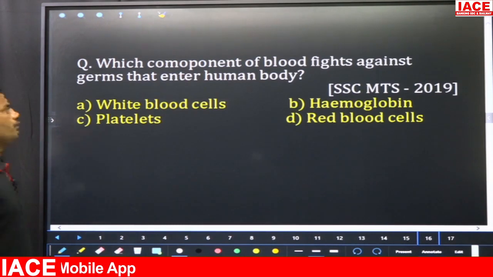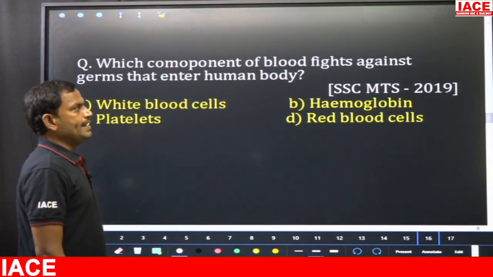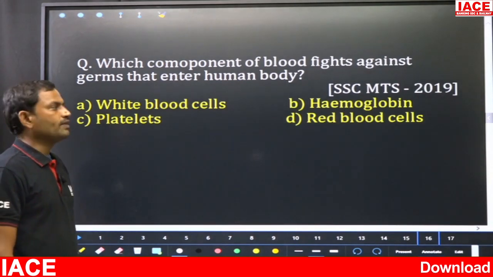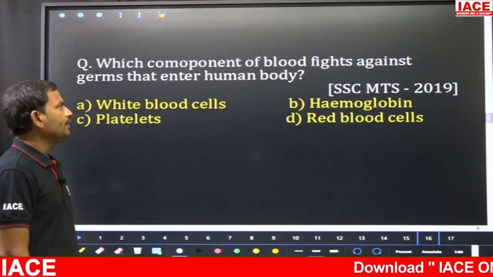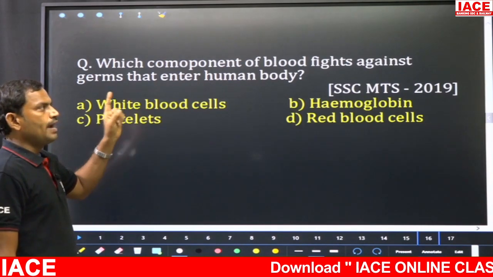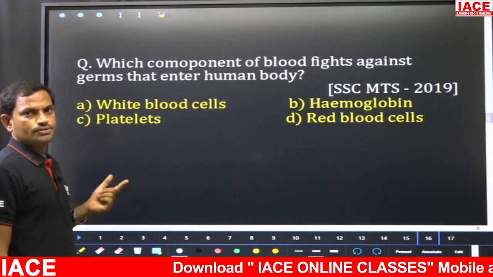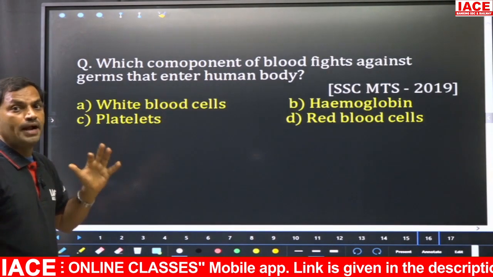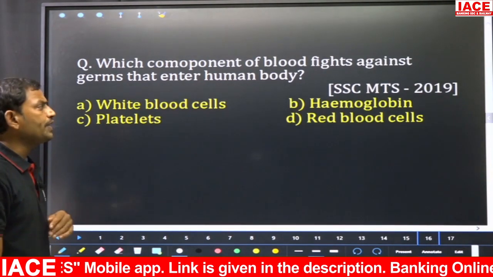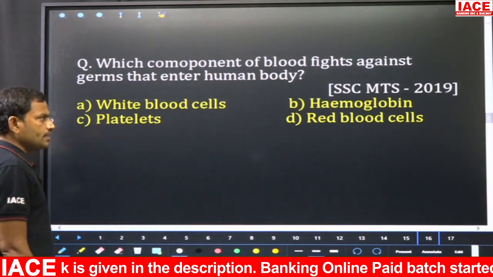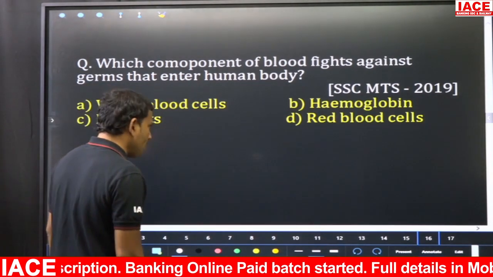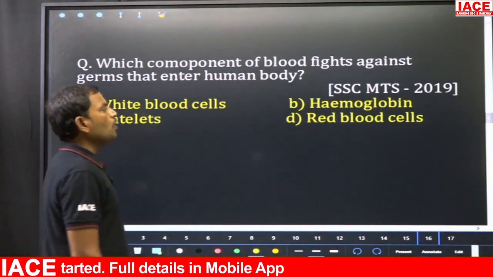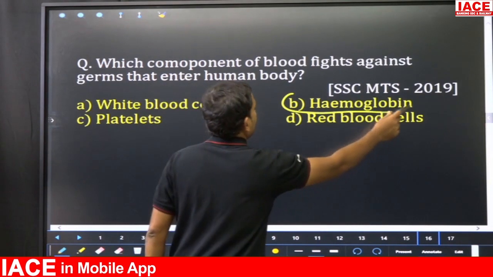So the timer is off. Which component of blood fights against germs that enter the human body? It appeared in SSC MTS 2019. In a previous question I also explained about this. The options are: option A white blood cells, option B hemoglobin, option C platelets, option D red blood cells. Now hemoglobin, we know, helps in the carrying of oxygen and carbon dioxide.